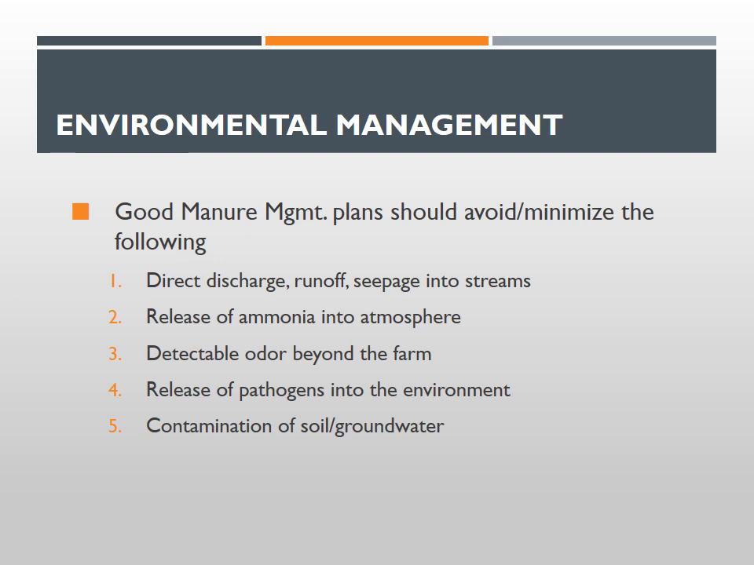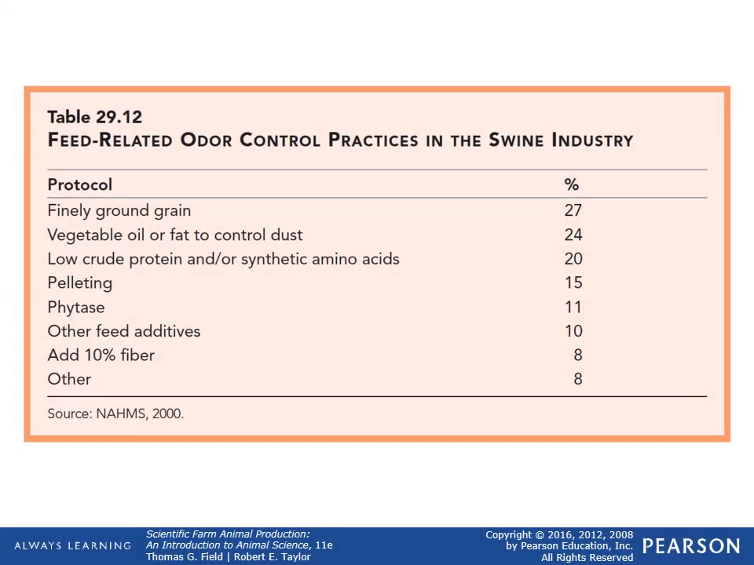Hopefully we're releasing very little ammonia into the atmosphere. No detectable odor beyond the farm gate, which is sometimes difficult, I know, but try to keep that odor down. Obviously, try and not have any release of pathogens into the environment, and no contamination of groundwater, so no seepage through your lagoon and water tables. Things that help control odor on your operation.